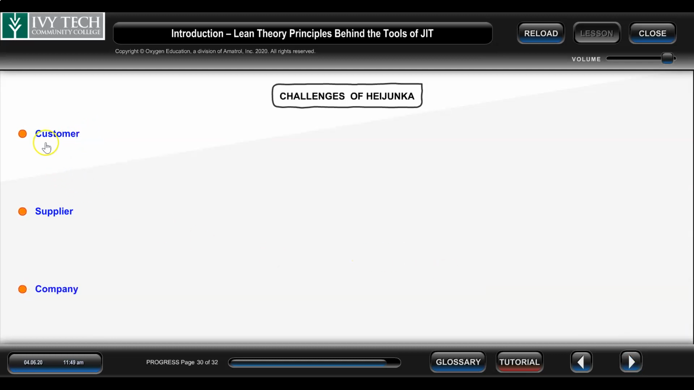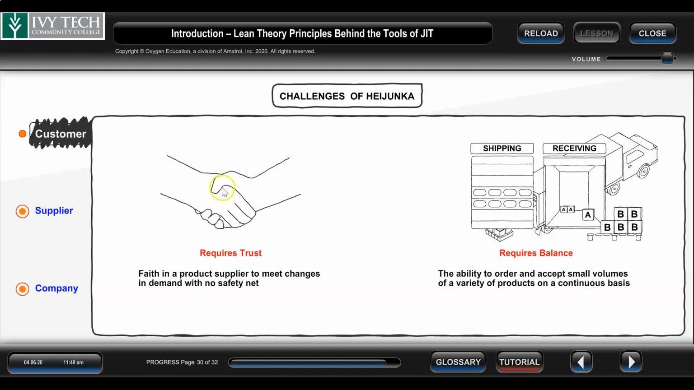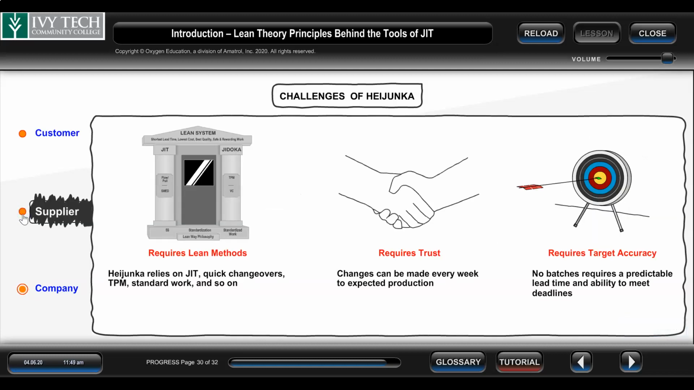Challenges of Heijunka. Requires trust. Faith in a product supplier to meet changes in demand with no safety net. Requires balance. The ability to order and accept small volumes of a variety of products on a continuous basis. Requires lean methods. Heijunka relies on JIT, quick changeovers, TPM, standard work, and so on.